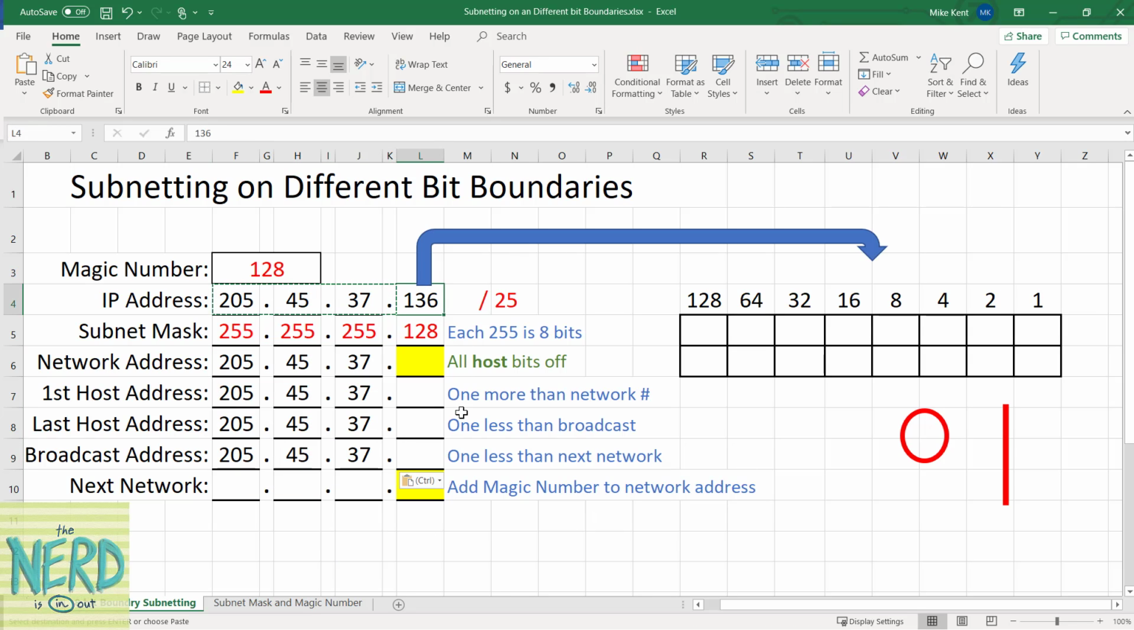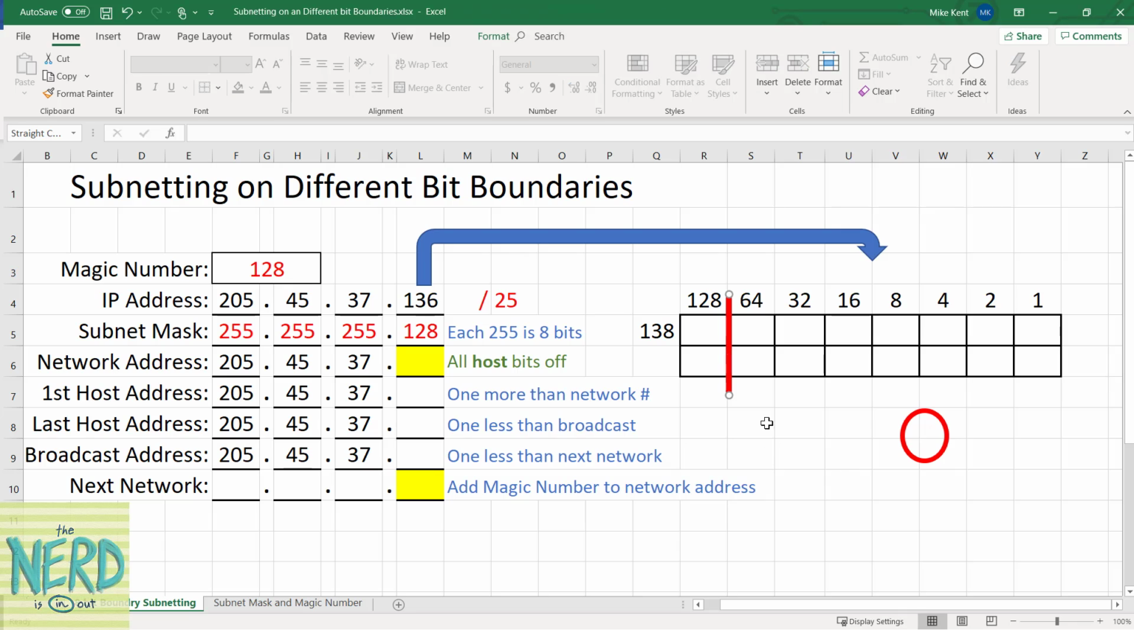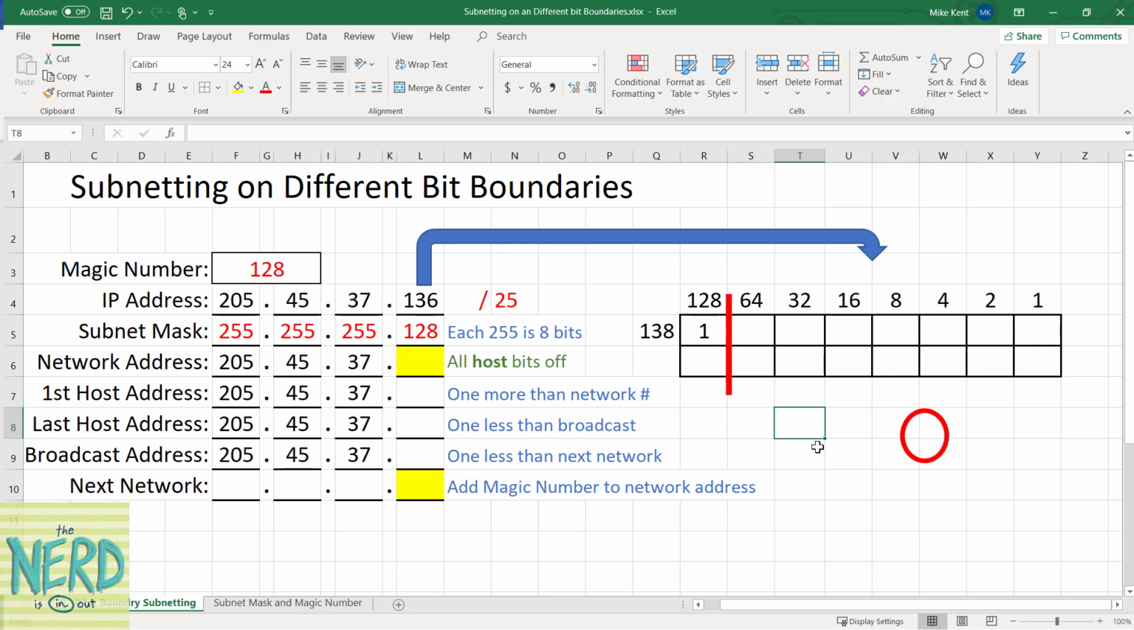Now we got to look at that 136. Some of that 136 is network. Some of it is binary. Where's my dividing line? It's right here. So we need to do the binary of 138. So the 128 bit's going to be turned on, so that's 138 minus the 128 bit. That's going to leave, I'm sorry, 136.